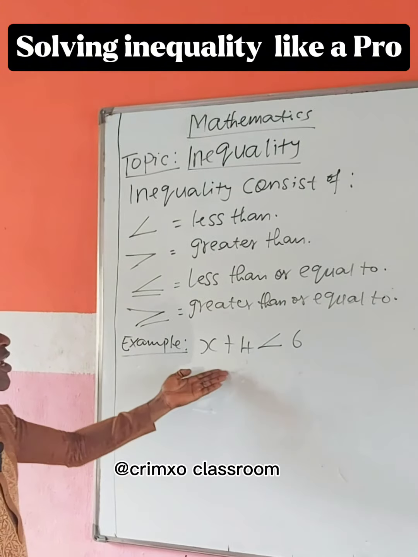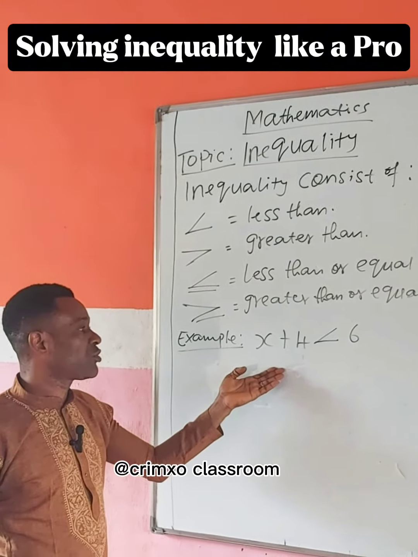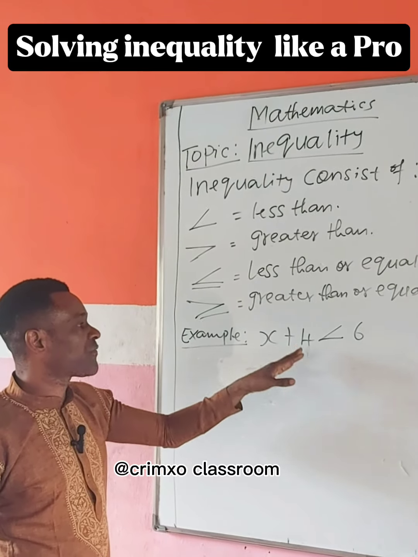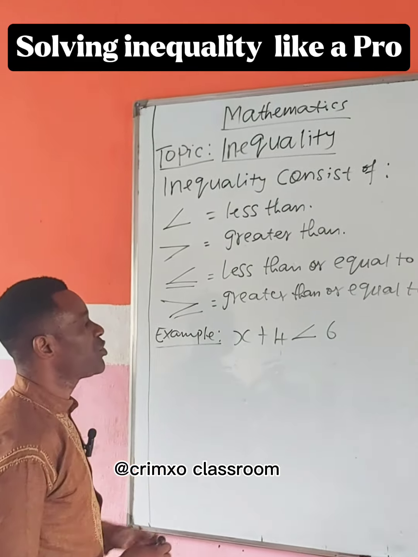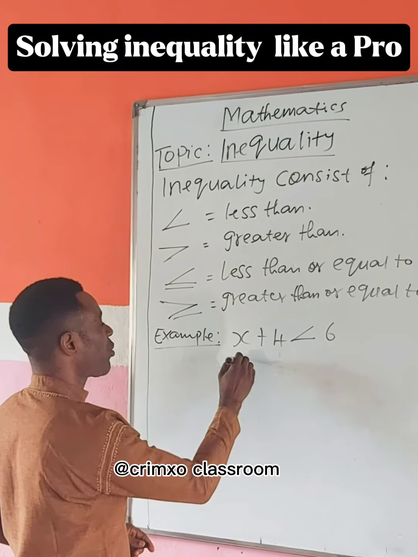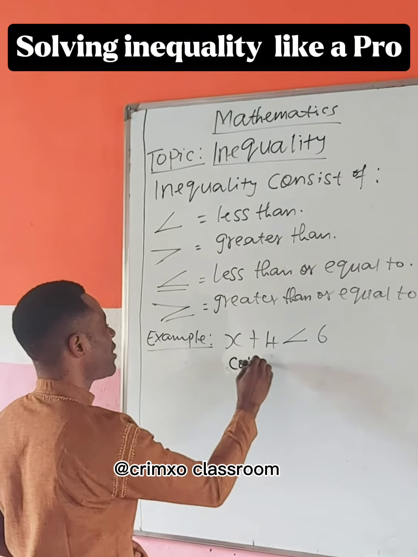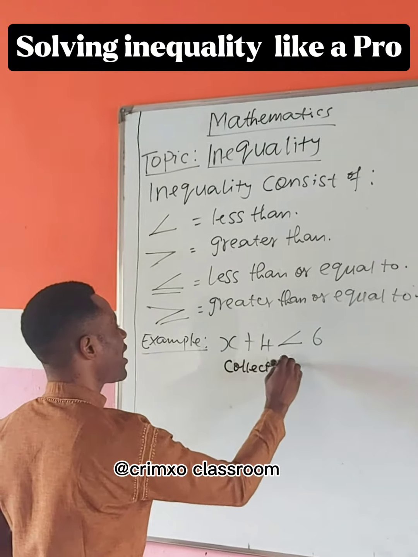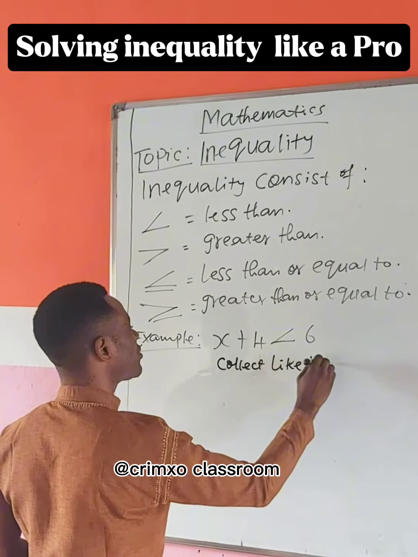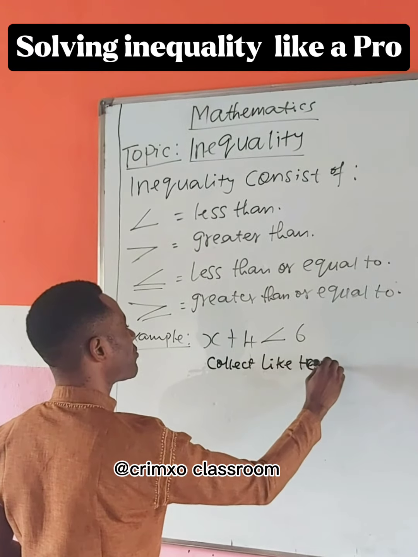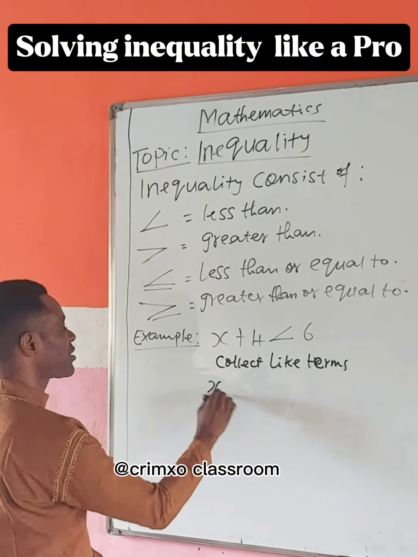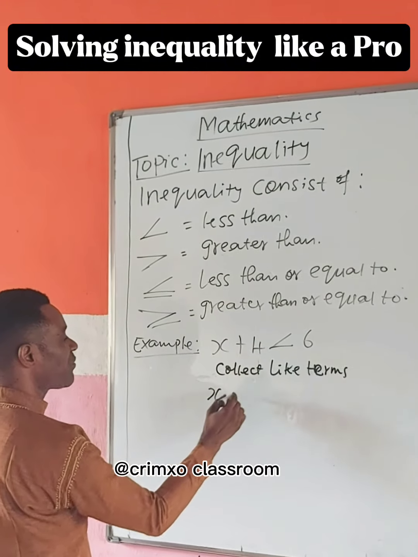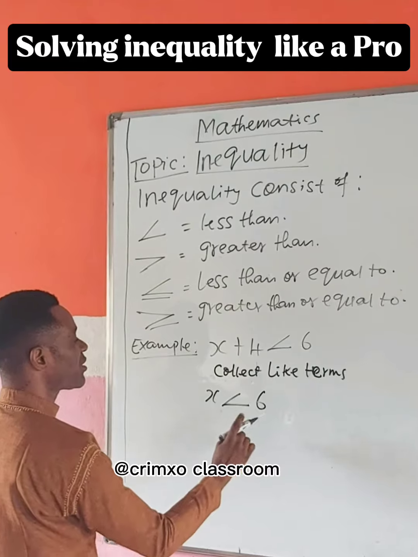Okay, with the example here, right here on the board, we are going to solve. We have x plus 4 less than 6. So what do we do here? The first thing we do here is we collect like terms. In collecting like terms, we have our what? X. After x, we have less than 6.